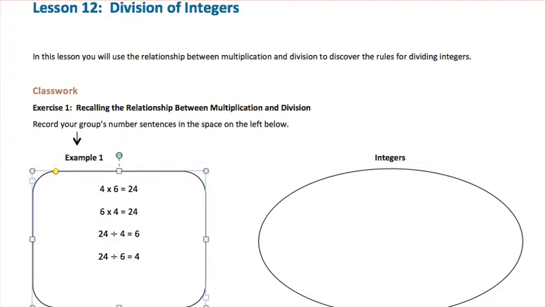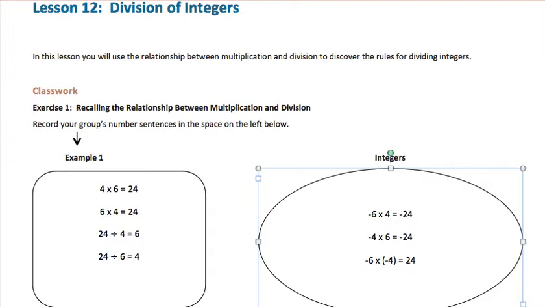The next step would be to write 3 related multiplication facts. 2 of those facts need to have one factor that is negative, and one fact needs to have 2 factors that are both negative. So we see the related math facts. Negative 6 times 4 equals negative 24. Negative 4 times 6 equals negative 24. And negative 6 times negative 4 equals positive 24.